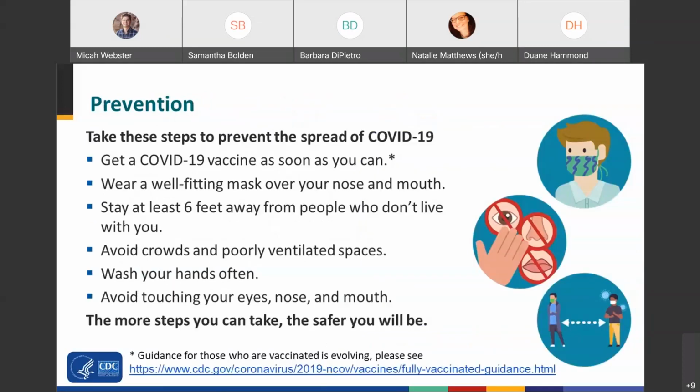Next slide, please. Just a quick note about prevention. Follow these steps. Get the COVID-19 vaccine as soon as you can. Wear a well-fitted mask over your nose and mouth. Stay 6 feet away from people you don't live with. Avoid crowded, poorly ventilated spaces. Wash your hands often. Avoid touching your eyes, nose, and mouth. The more of these you can implement, the safer you'll be. Next slide, please.